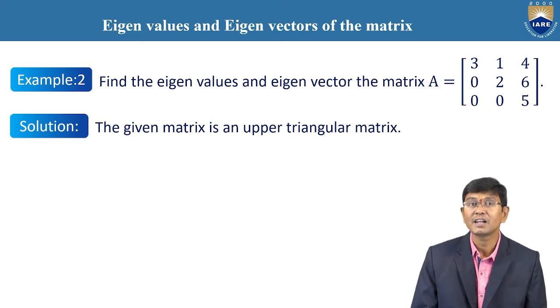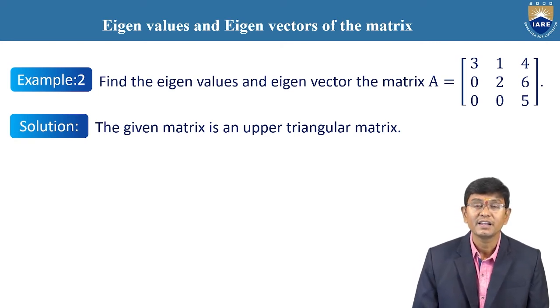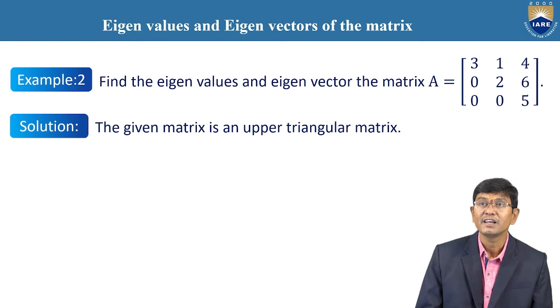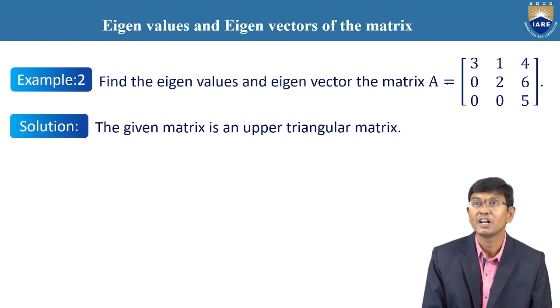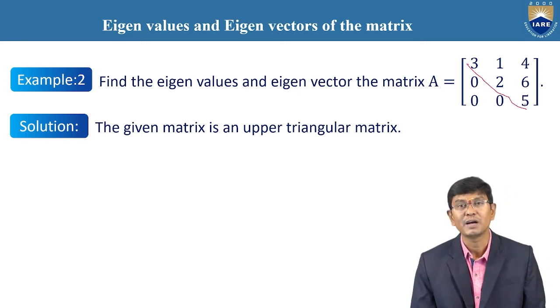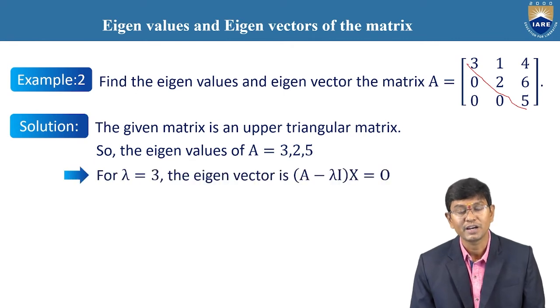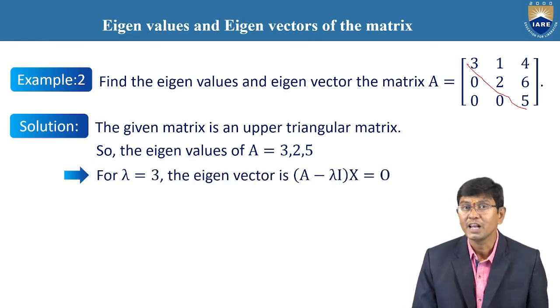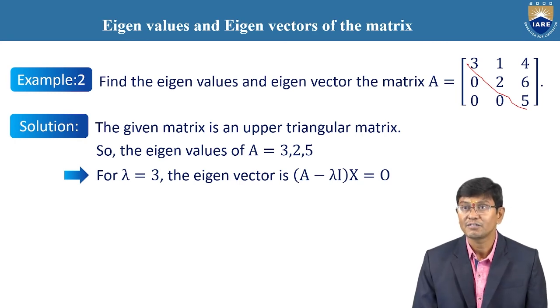If it is one of the standard forms, either a diagonal or triangular matrix, there is no need for simplification. Here the given matrix is clearly an upper triangular matrix, because the elements below the diagonal are 0. Therefore, according to the property of this matrix, the eigenvalues are clearly 3, 2, 5, the diagonal elements. And therefore, we need to find the corresponding eigenvectors for 3, 2, 5.